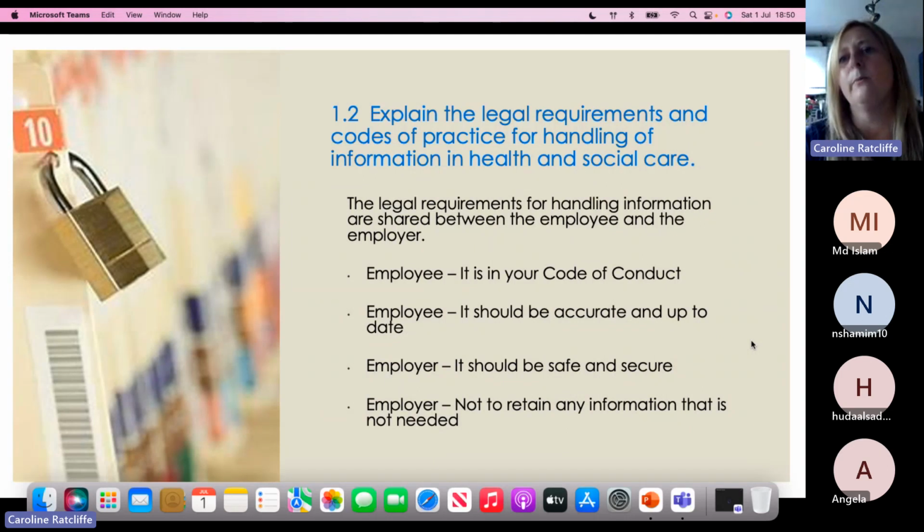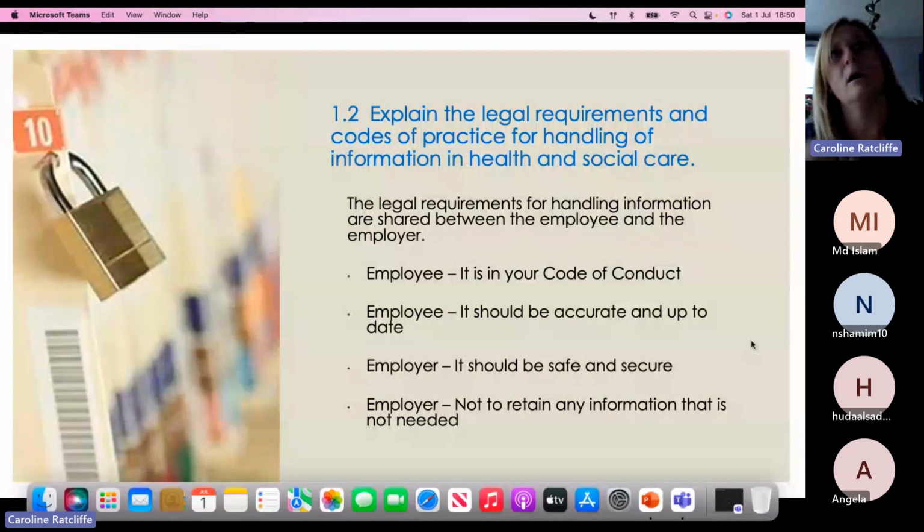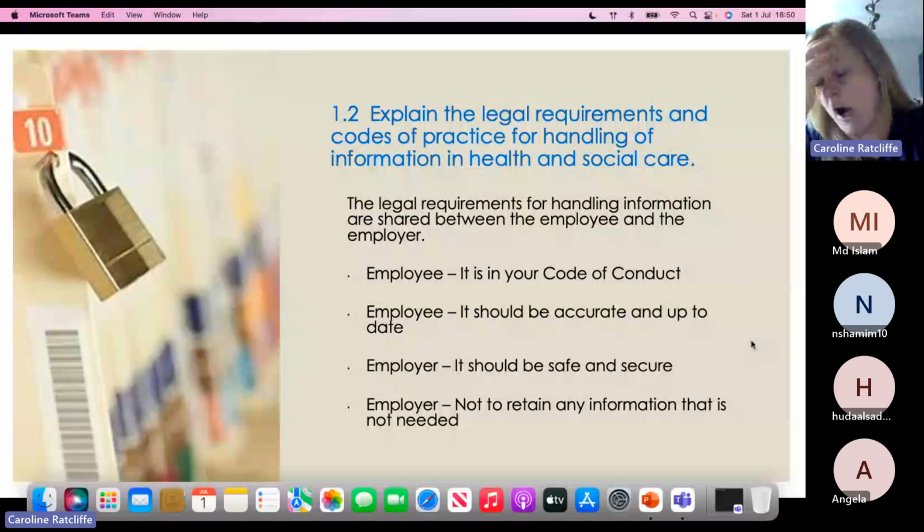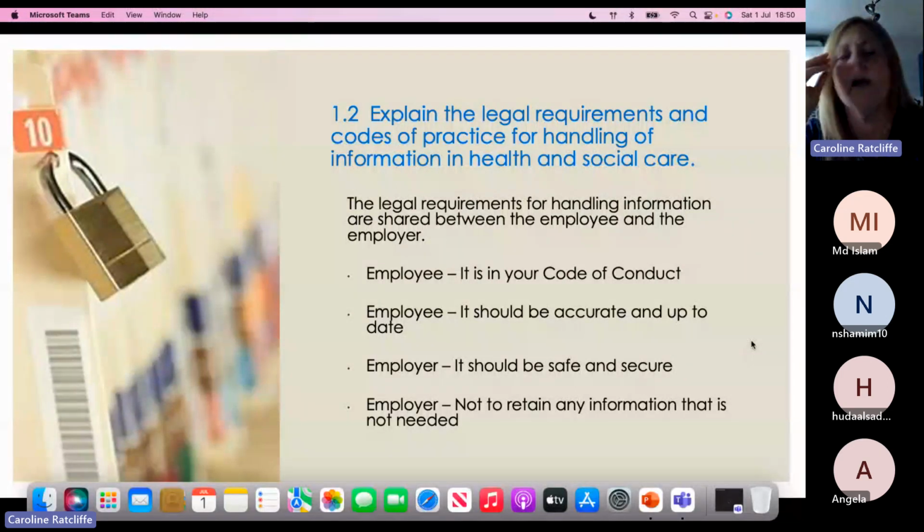It does also become your problem as the health and social care practitioner, because you need to make sure you're not doing things like being caught sharing passwords. You shouldn't be doing it anyway. In the main hospitals, quite a long time ago, we moved to having a chip and pin on our ID badges.